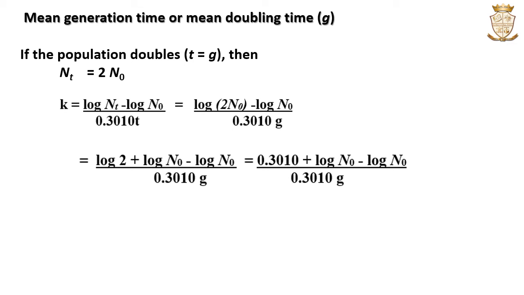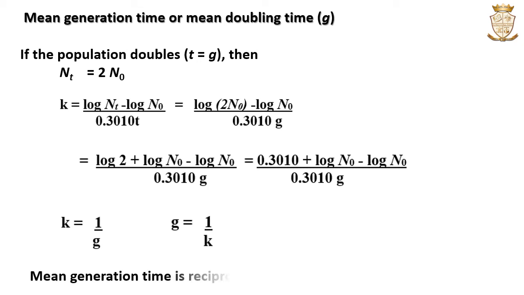In this equation, the 0.3010s will cancel out each other. Log n0 will also cancel out. So the equation becomes K is equal to 1 by G. That is, the mean generation time or mean doubling time G is inversely proportional to the mean growth rate constant K. G is equal to 1 by K, or K is equal to 1 by G. Mean generation time is the reciprocal of the mean growth rate constant.